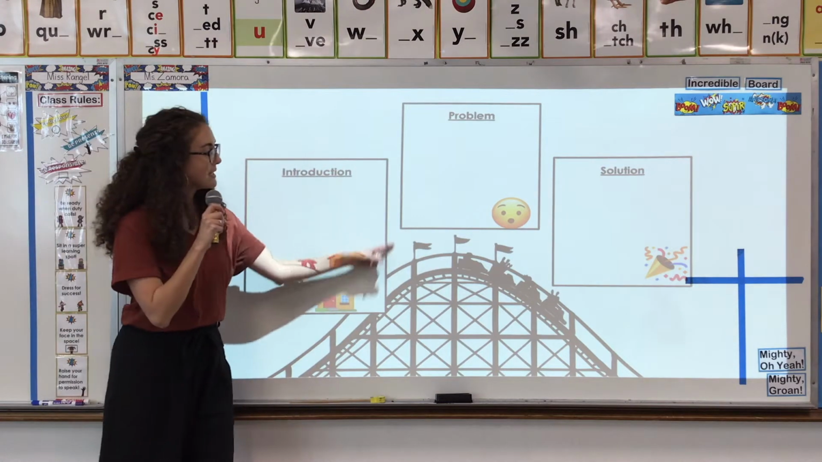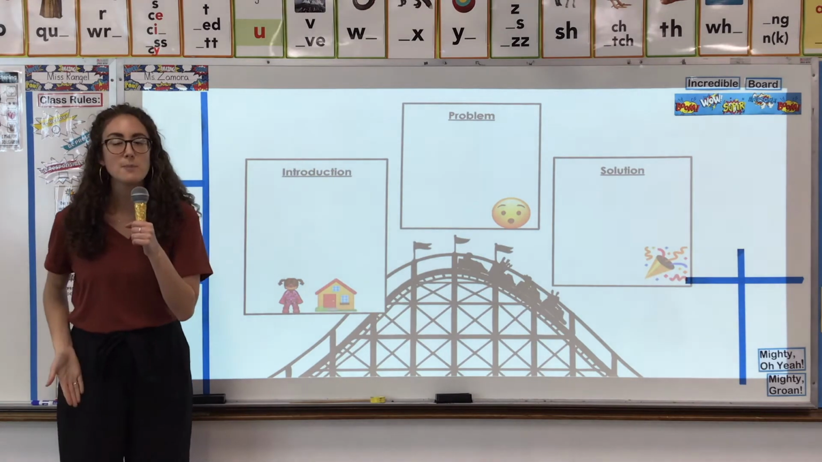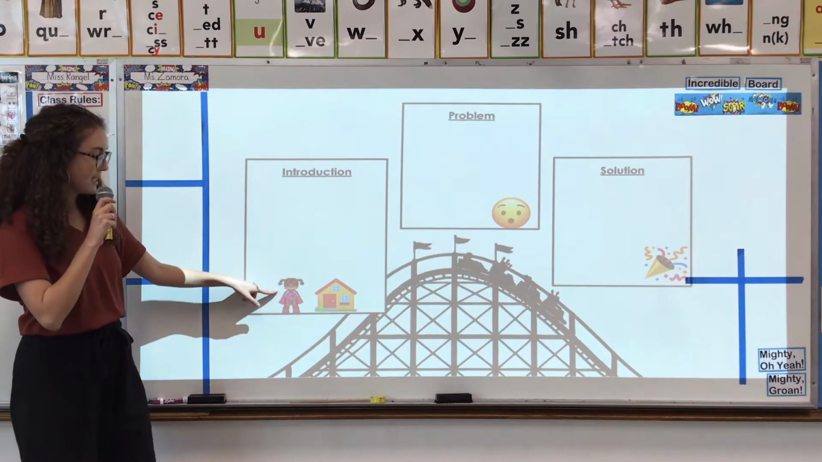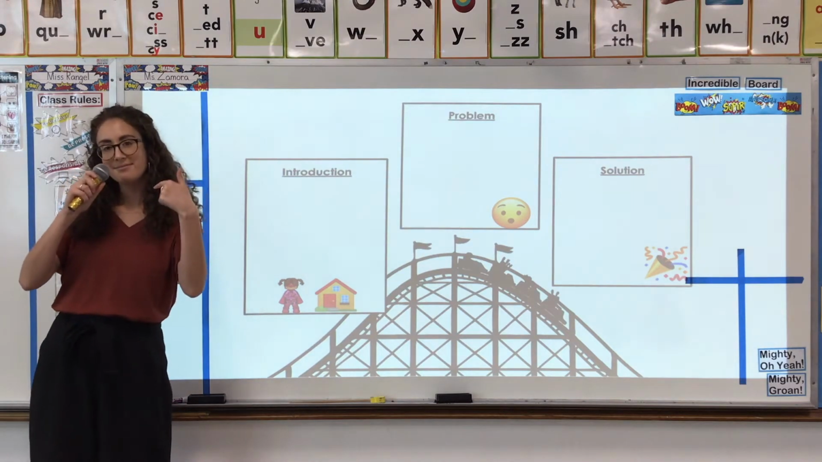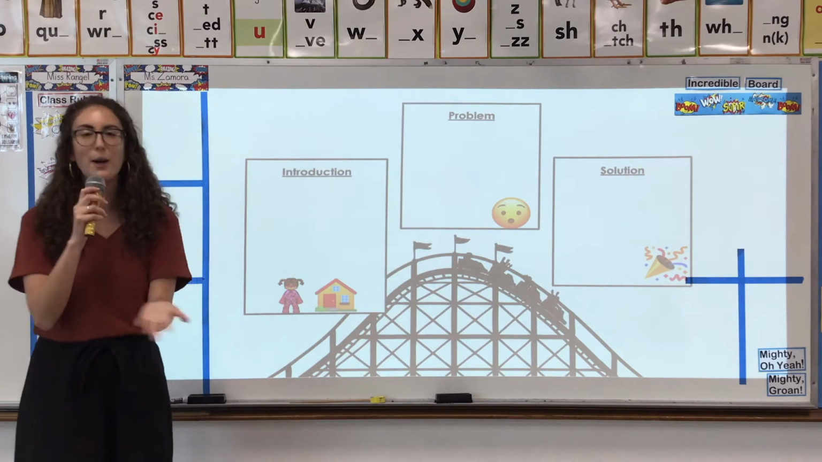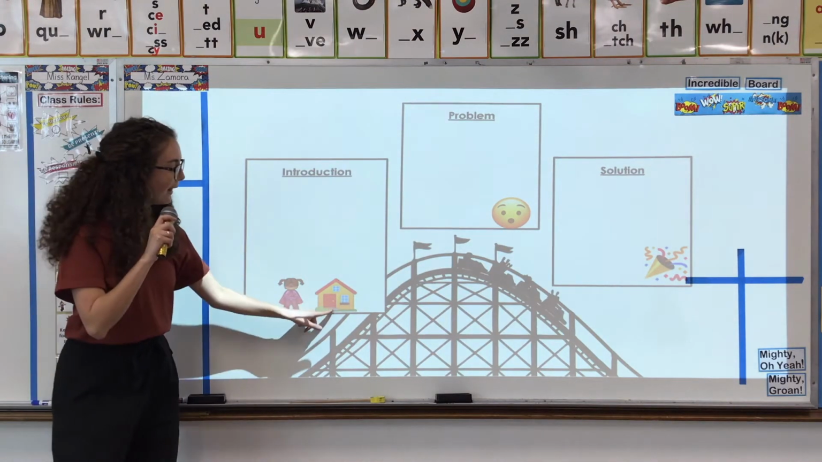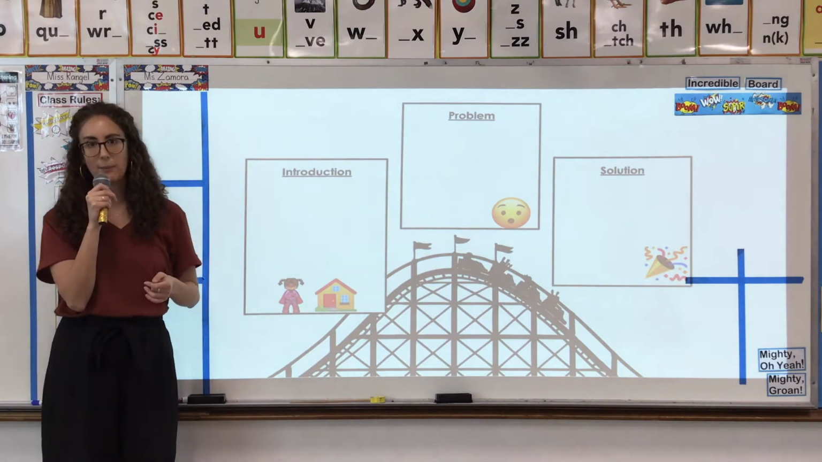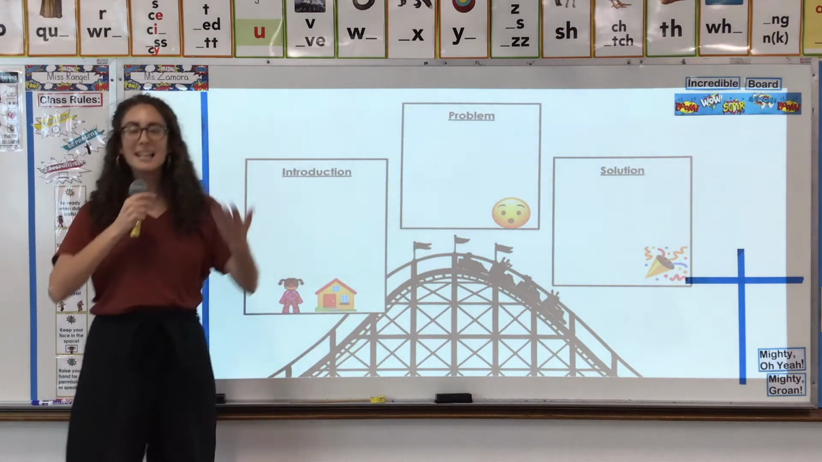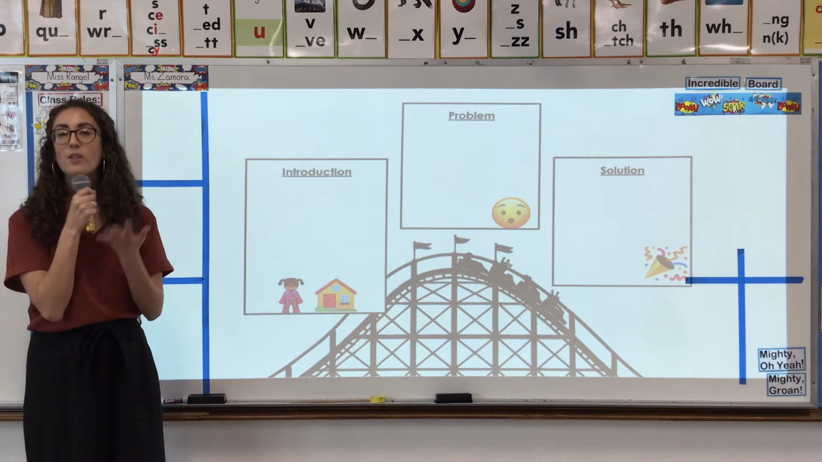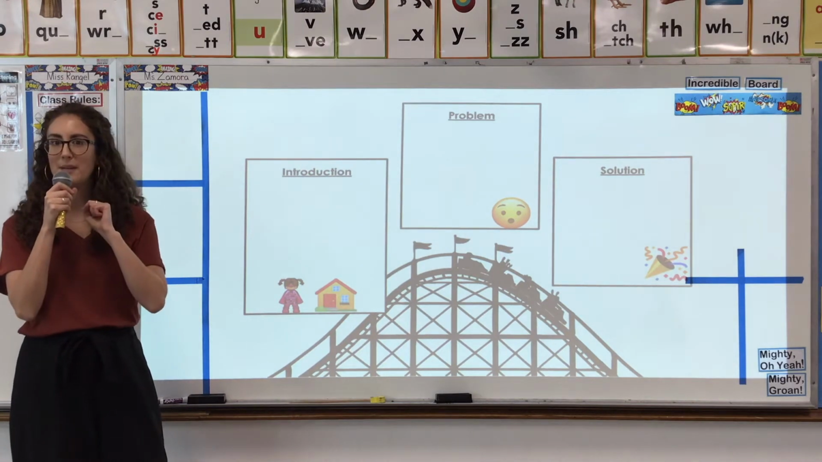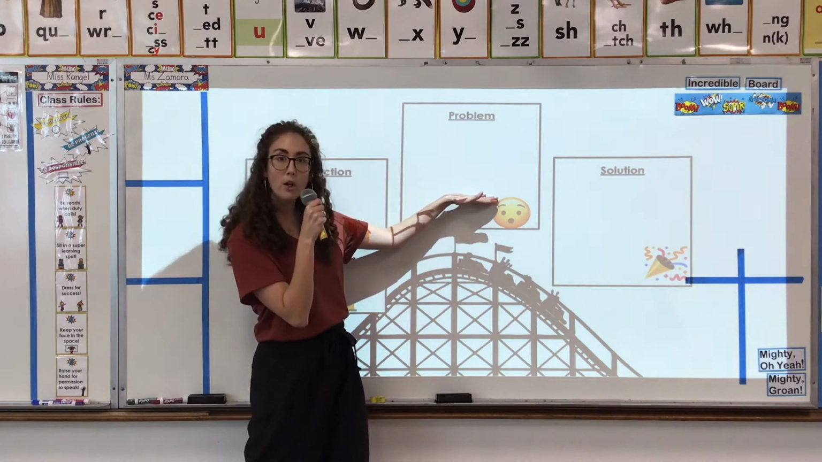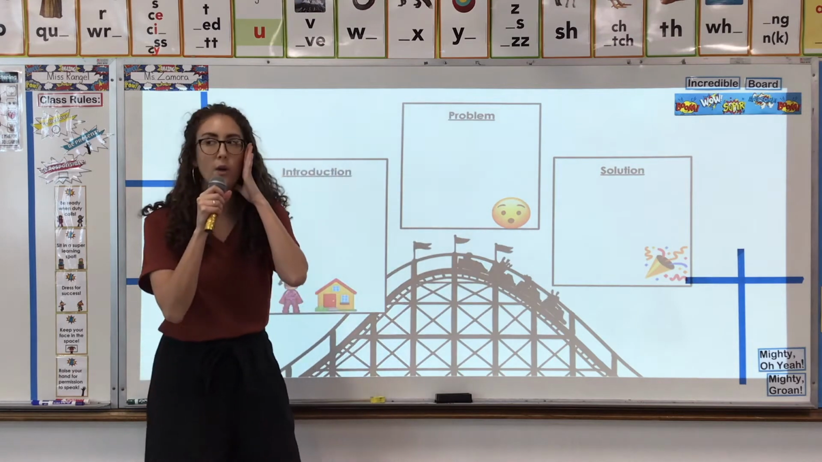Okay, so in our introduction of the story, that's the first part, where we get to meet certain elements of the story. Who do we get to meet? We get to meet the characters, the one that you created. Who is the story about? As well as the setting, where the story is taking place. The introduction sets up the story, gets the reader ready with all the information they need, and hooks them in.